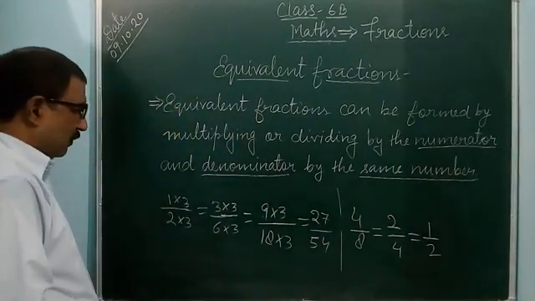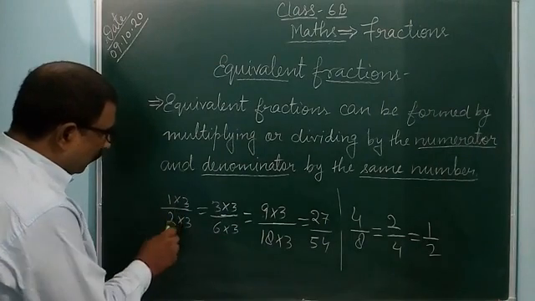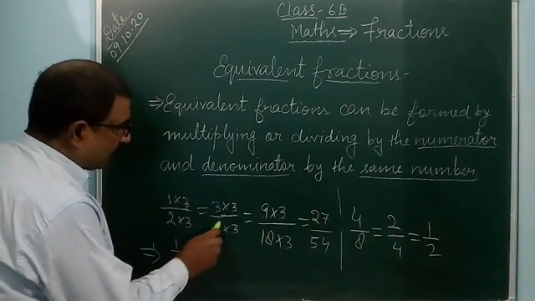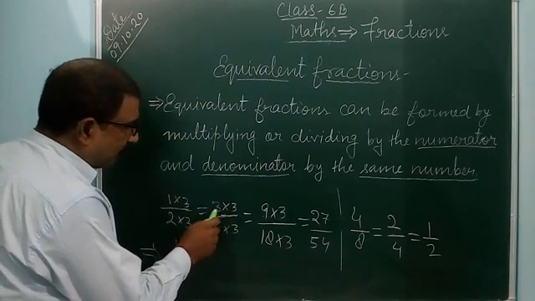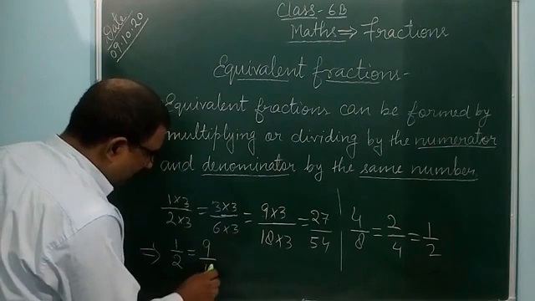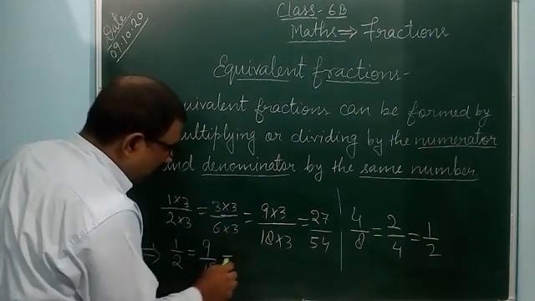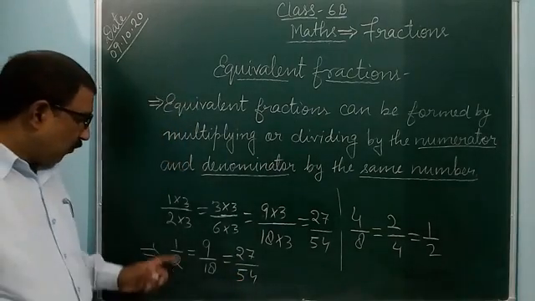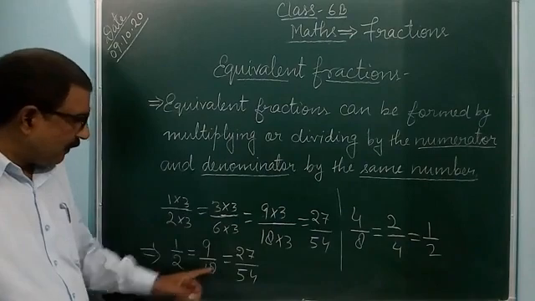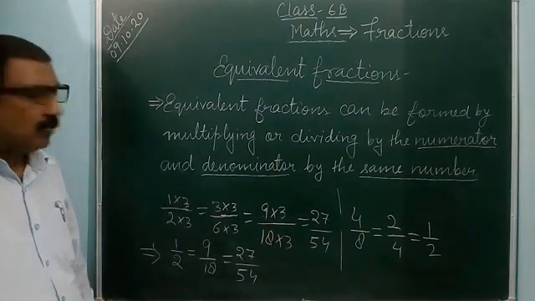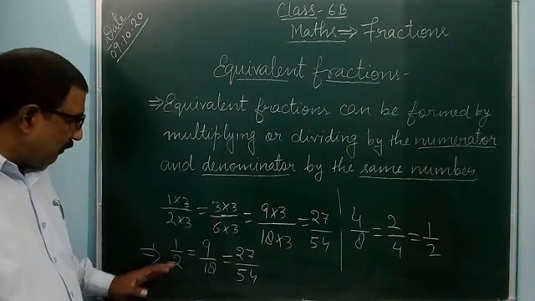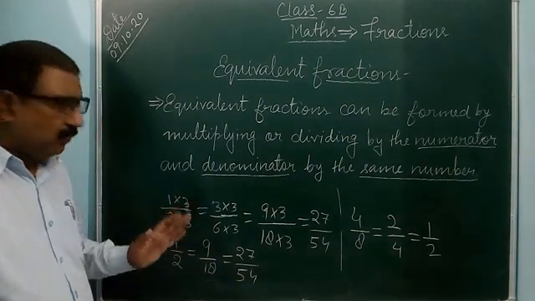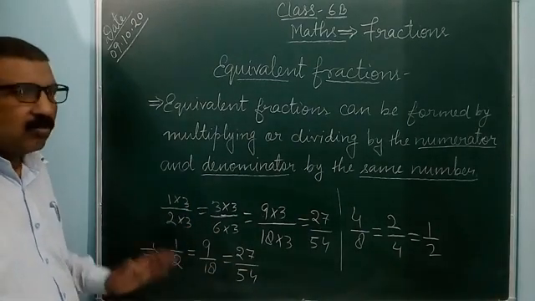It means you can say that 1 by 2 is equal to 9 by 18 is equal to 27 by 54. You can see 1 by 2 is equal to 9 by 18 is equal to 27 by 54. All are equal. So they are equivalent fractions. They are called equivalent fractions.